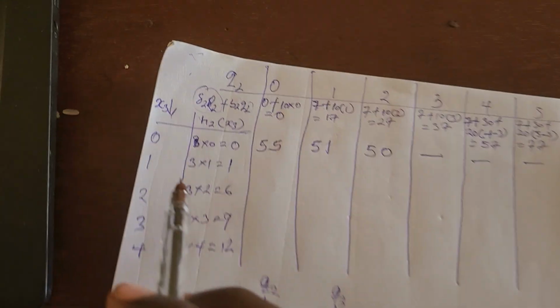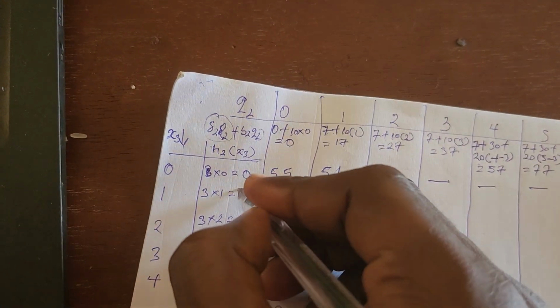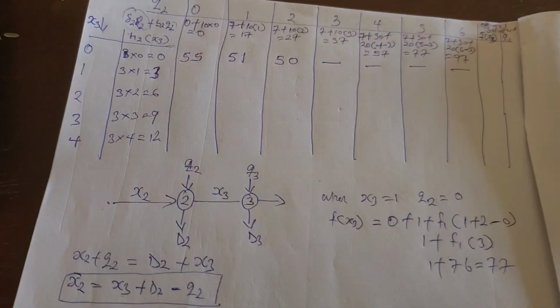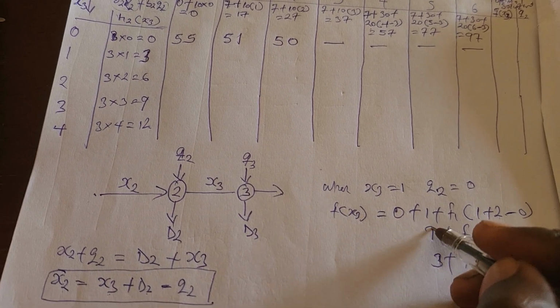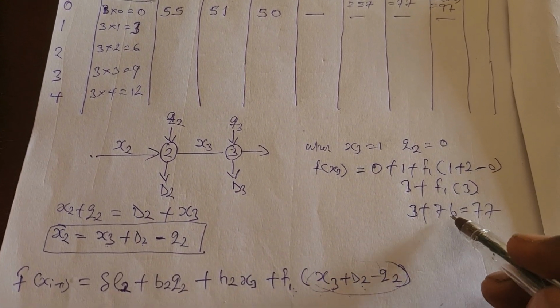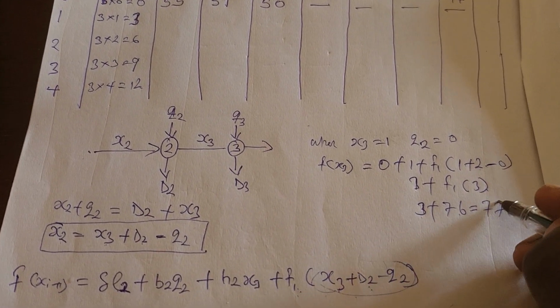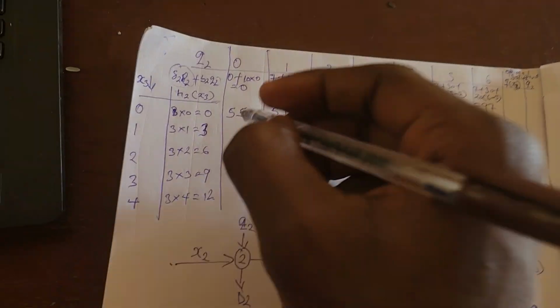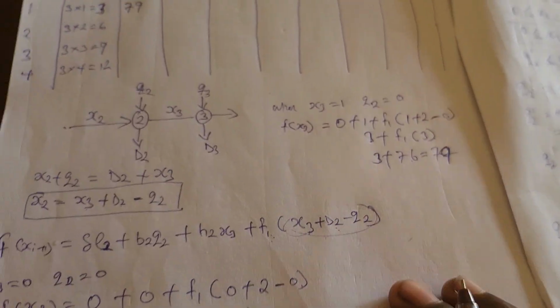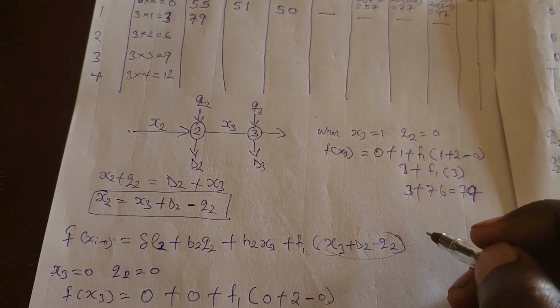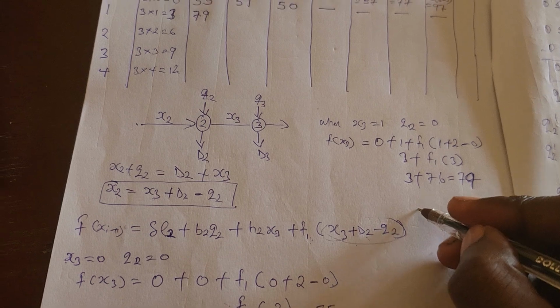Sorry. 3 multiplied by 1 is 3, not 1. And nobody corrected me on that. So it's 3. So 3 plus 76, that's 79. So this will be 79. So let's go to the next one.